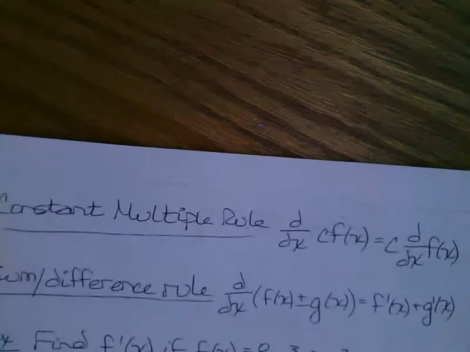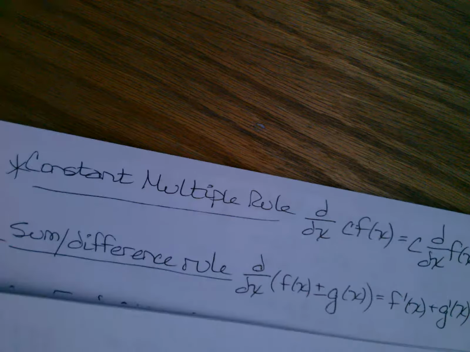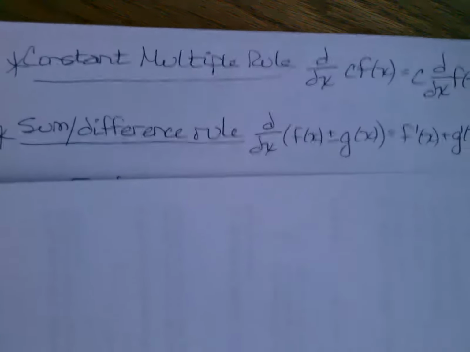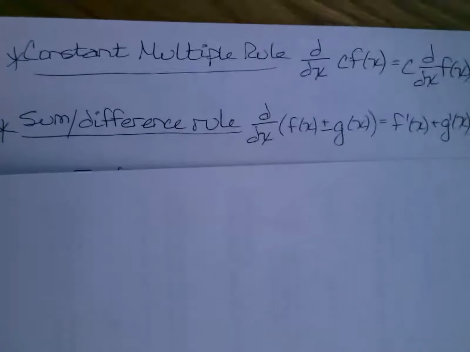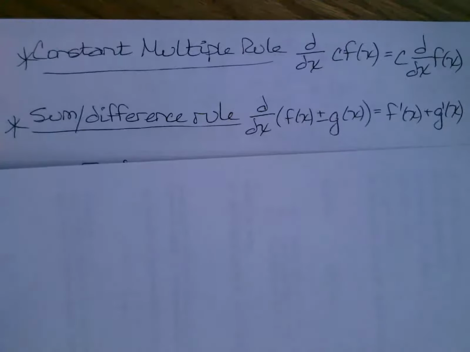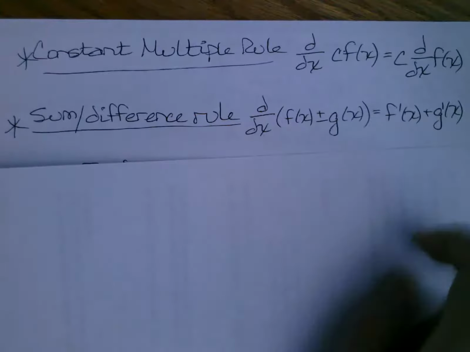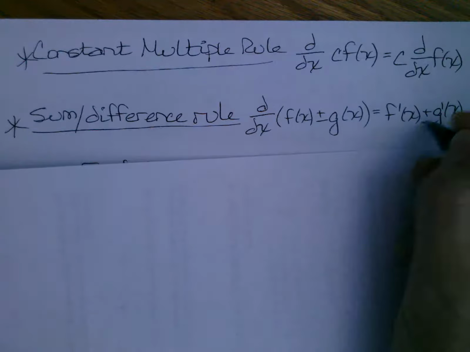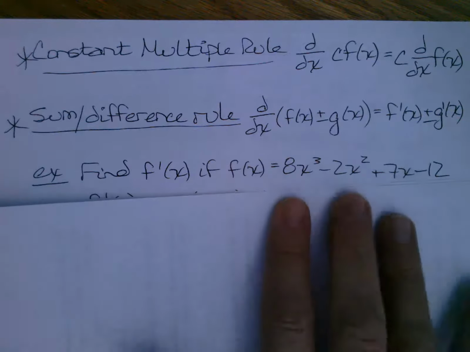Couple other derivative rules. The constant multiple rule and the sum and difference rule. The constant multiple rule says if I have a function multiplied by a constant, a number, I can take the derivative of the function and multiply that by the constant. The sum and difference rule says I can take derivatives individually and add them back together. I'll put a minus under there. The ones that we have so far allow us to take derivatives of any polynomial function.